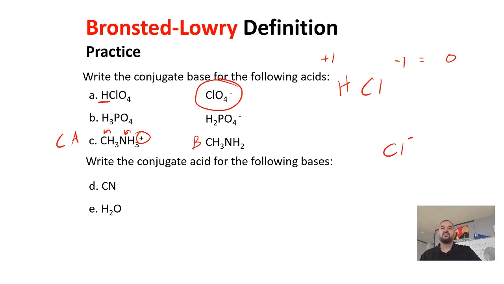All right, so let's go ahead and take a look at the next one. So conjugate acids for the following bases. So CN minus becomes what? HCN, good. And then H2O becomes what? H3O plus. H3O plus.